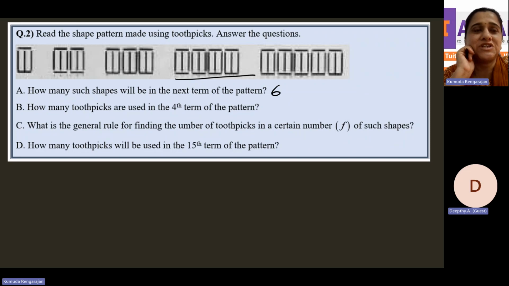Deepti, how many sticks in one shape? 5. You can just do 5 into 4. 5 into 4, how much? 20, right? Yes.